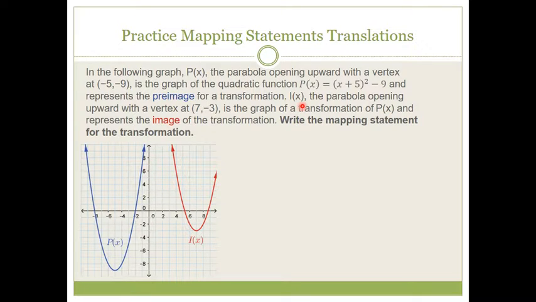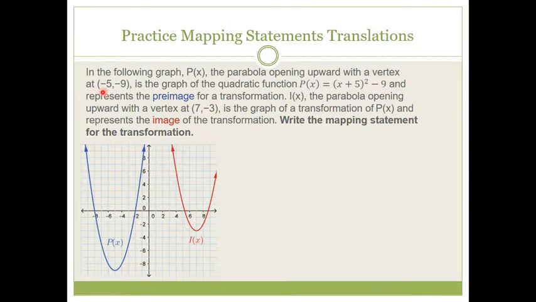I'm going to go ahead and tell you that I of x is a parabola opening upward, and it has this vertex at (7, -3). All right, and it is the image, meaning we went from p of x to I of x. Let's go ahead and write the mapping statement for the transformation, just like we were doing before. So remember the mapping: what do I have to do to move this function to get it to be that function?